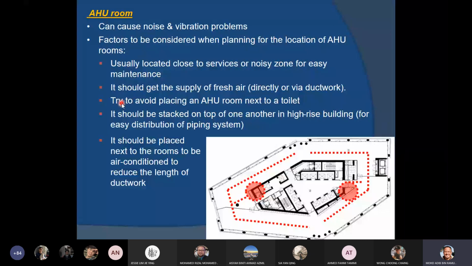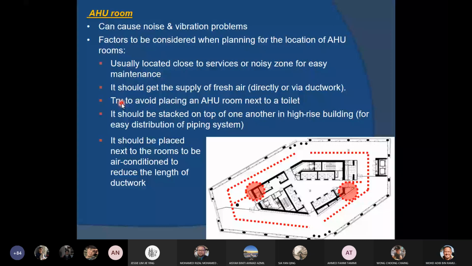Try to avoid placing an AHU room next to a toilet. The reason why is because, as you know, the AHU draws in air from the outside. So if the toilet window is next to the AHU, then all the smell from the toilet would get into the inlet. Okay, it would get into the AHU, right?